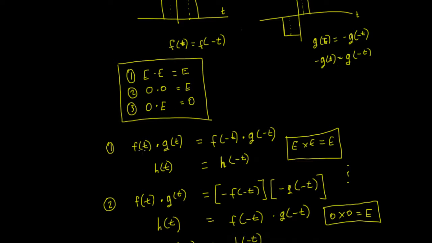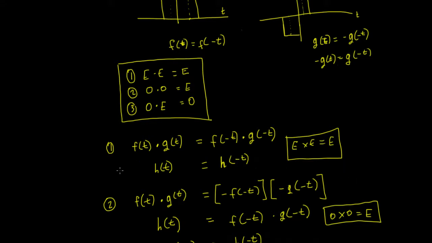So if we imagine f of t and g of t are both even functions, we're doing the first one here, then f of t would be the same as f of minus t, and g of t would be the same as g of minus t. If we multiply f and g together, we would have h of t, and again multiplying f and g together, this would be h of minus t. So we would have h of t equals h of minus t, which is the definition of an even function. So an even times an even will give you an even.